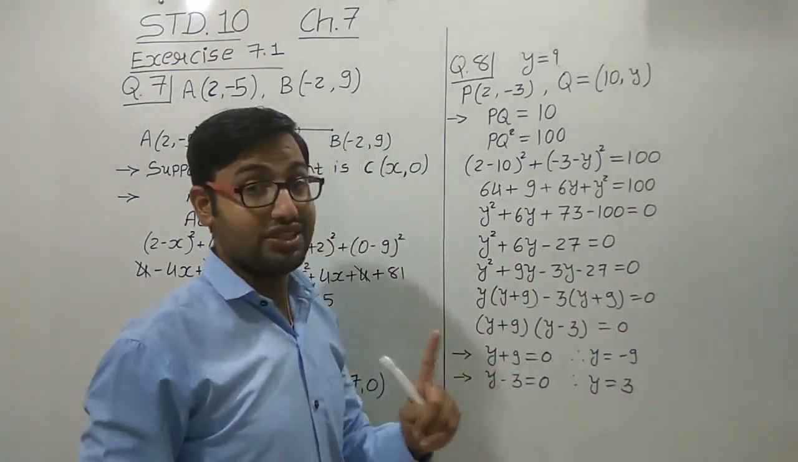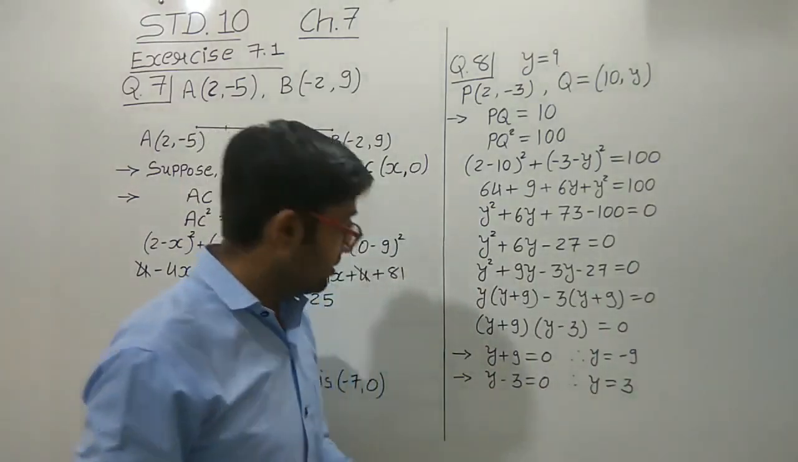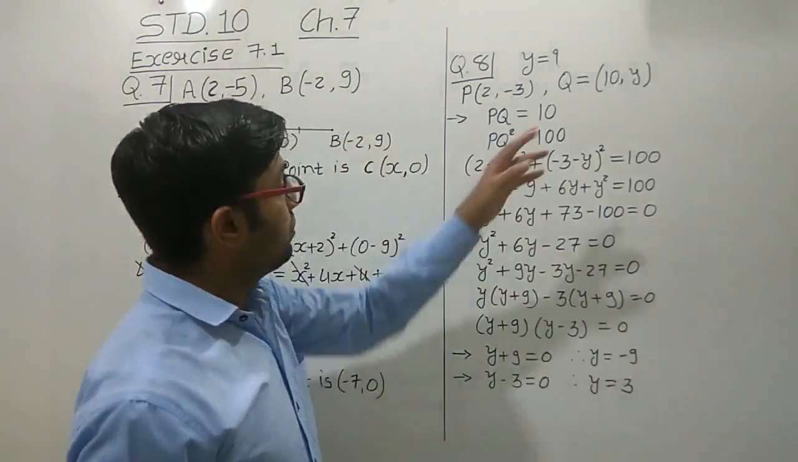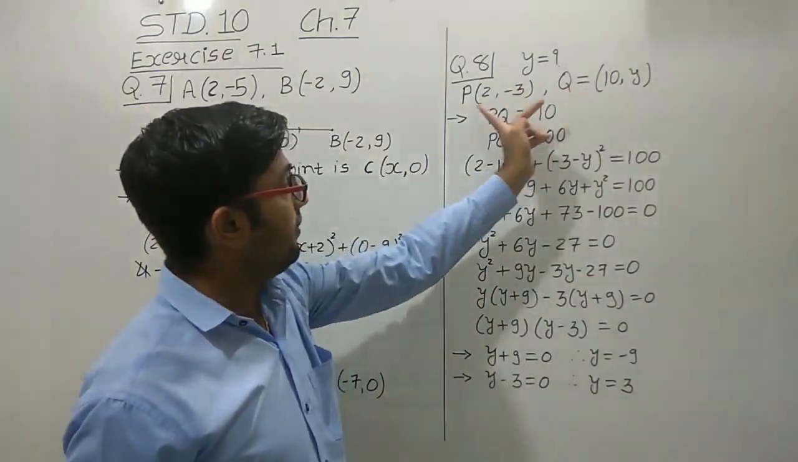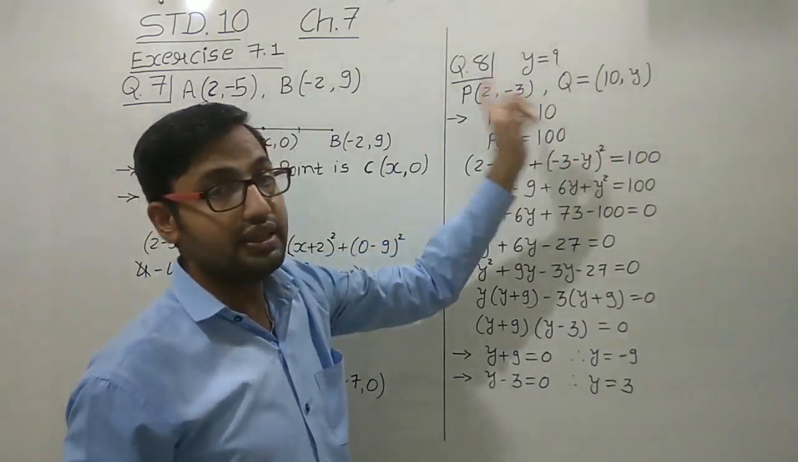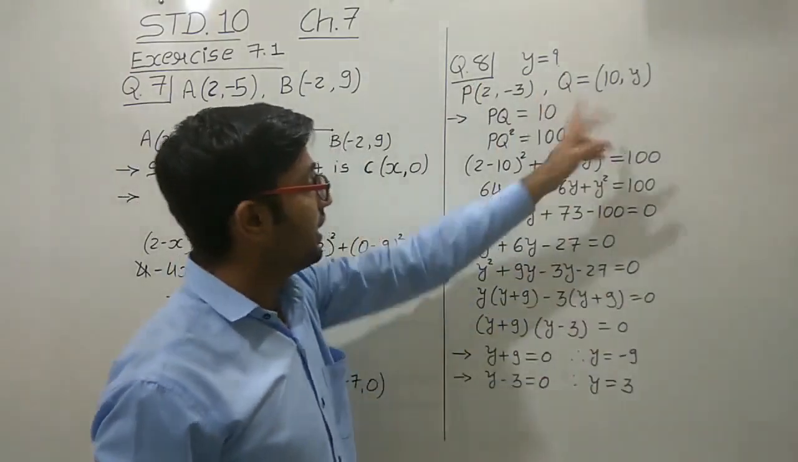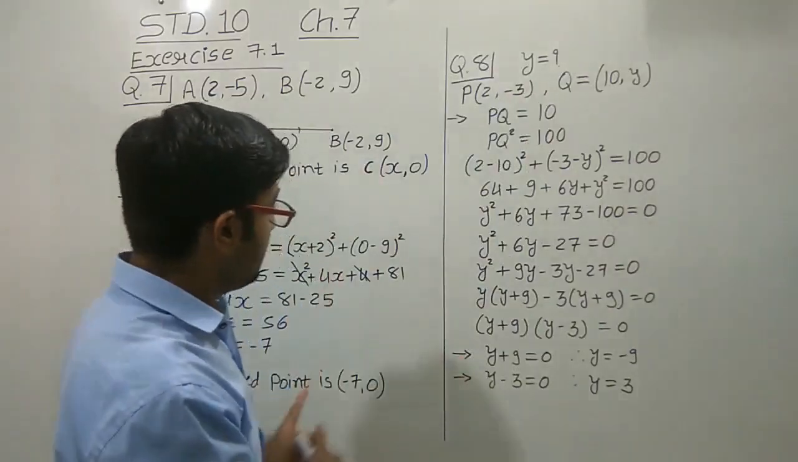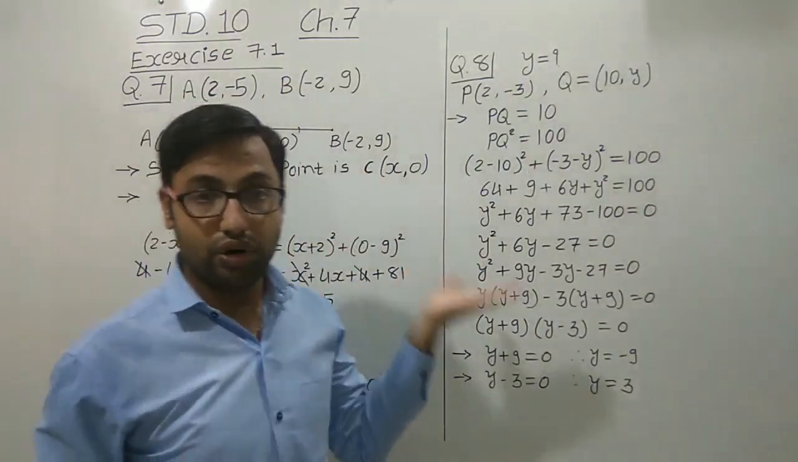That is why in the question it is given, what are the values? We get the two values, one is 3 and one is minus 9. When we put minus 9 instead of y and find the distance, it will be 10 units. When we use 3 instead of y, again we will get the same distance, 10 units. So in this way we can solve this type of questions using the distance formula only, right?